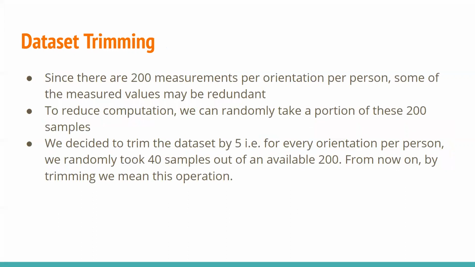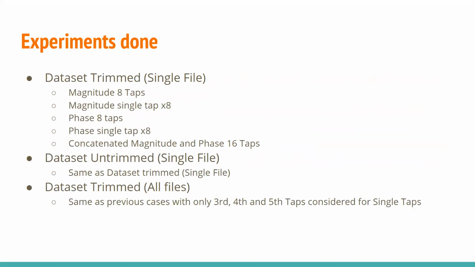Now, to get to the elephant in the room, we know how long it takes to run a huge model on a large data set. Since there can be redundant measurements in our data, we can randomly take a fraction of the samples. That is, if we have 200 samples per configuration, we can trim the data, say by 5, so that there are 40 samples per configuration. So data trimming is an essential part of our experiments, which we list out now.